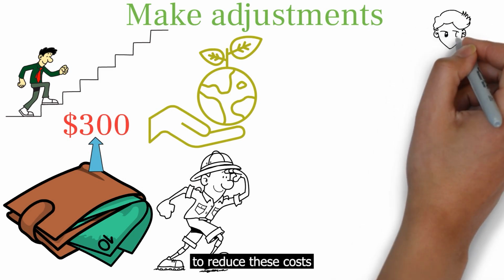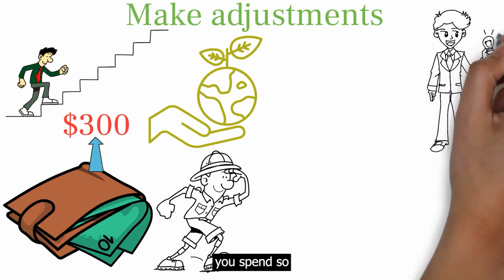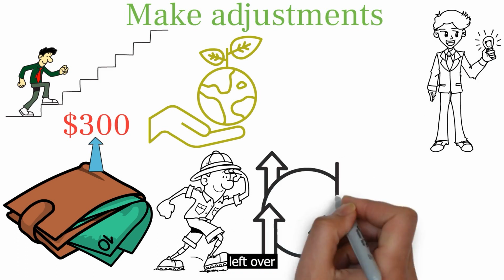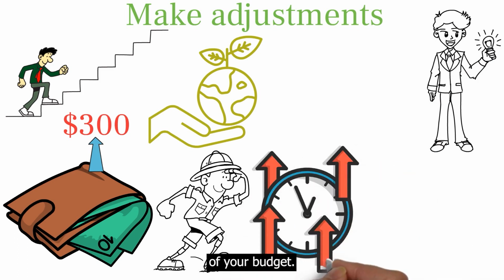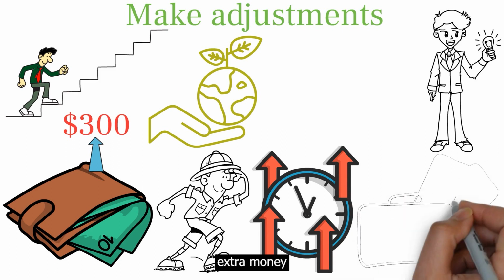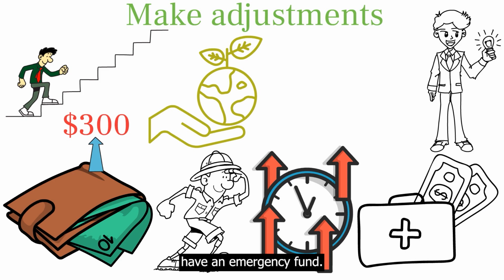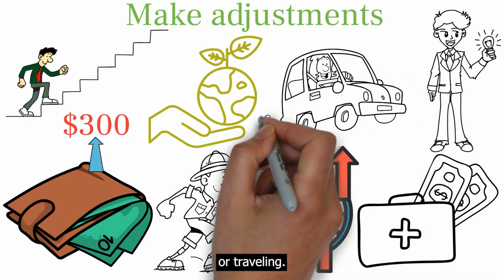It's a good idea to reduce these costs and regularly make adjustments to the amount of money you spend so you can avoid debt. On the other hand, if you have more income left over after listing your expenses, you can increase certain areas of your budget. Ideally, you'd use this extra money to increase your savings, especially if you don't have an emergency fund. But you could also use the money on non-essential things like dining out or traveling.